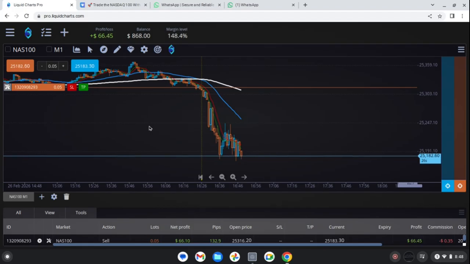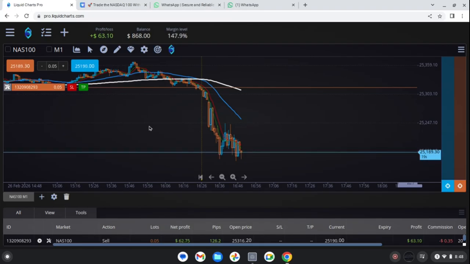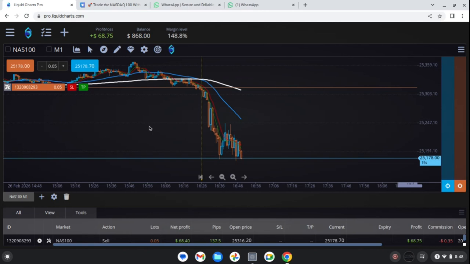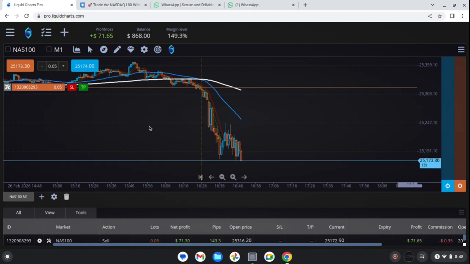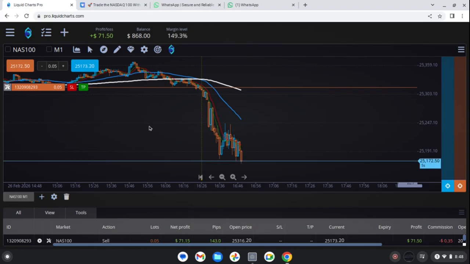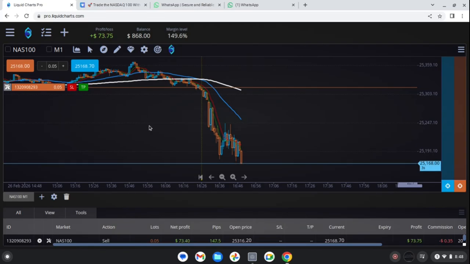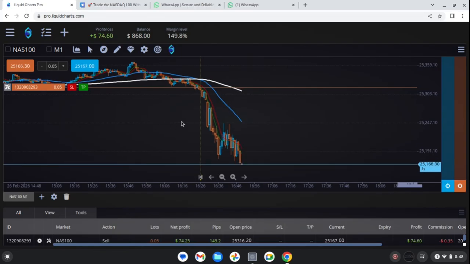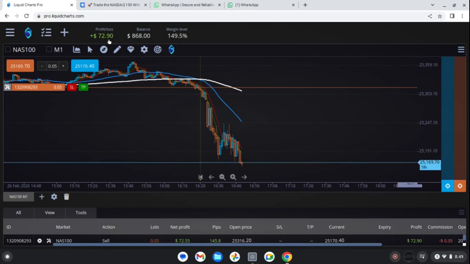I made this system specifically for the NAS 100 because NAS 100 is one of those pairs that trends every day. It's very volatile, but it doesn't move sporadically like a foreign exchange pair or anything like that. So it's more consistent. It's more predictable. You know what I mean? So you don't have to worry about the sporadic movements. I'm in profit right now, like $75.